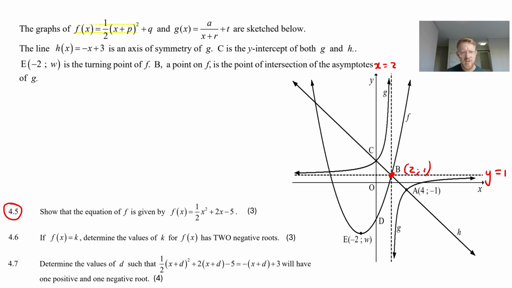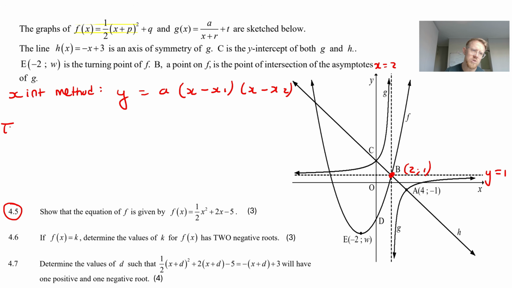Question 4.5 says, show that the equation of f is given by this. So they pretty much want us to go find the equation of f, which is a parabola. Now, normally there are 2 ways to find the equation of a parabola. Either you're going to use the x-intercept method, where you would typically use an equation like this, or you can use the turning point method, which is where you'll typically see an equation like that.